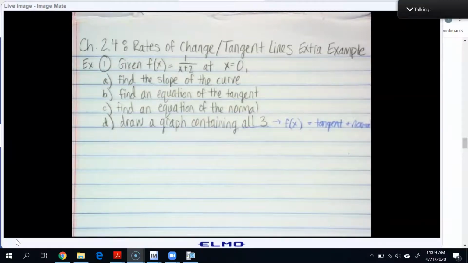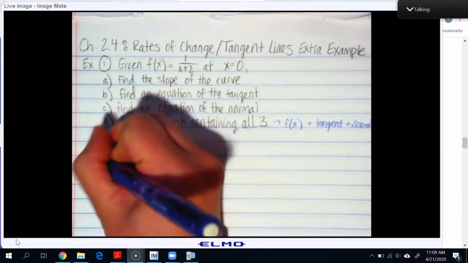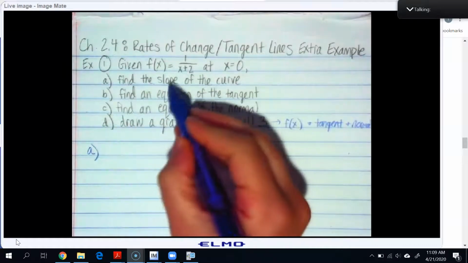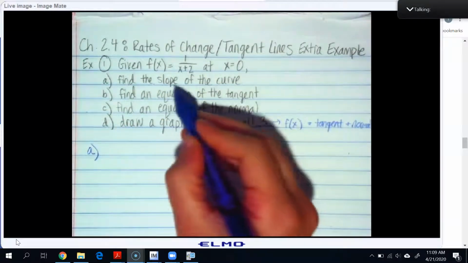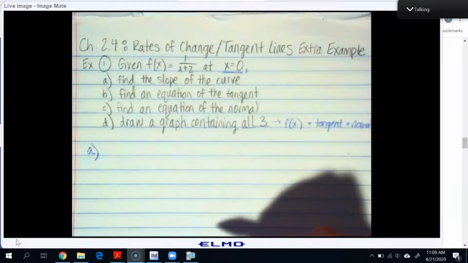Okay. So for Part A, find the slope of the curve. Well, anytime we're looking for the slope, think rate of change, right? The slope of the curve at a single x value, that's always going to be the slope of the tangent line or the instantaneous rate of change.